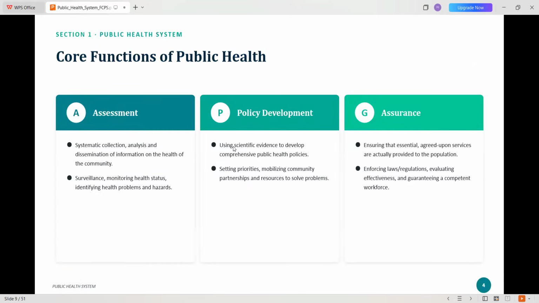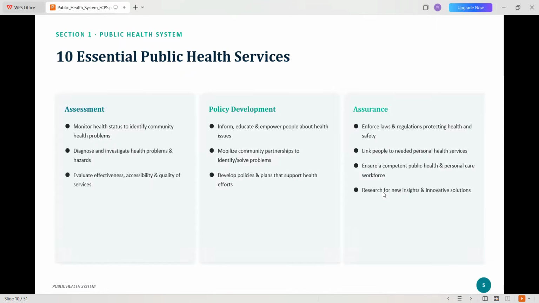Policy development: using the scientific evidence to develop comprehensive public health policies, setting priorities, mobilizing community partnerships and resources to solve problems. Assurance: assuring that essential agreed-upon services are actually provided to the population, enforcing law and regulation, evaluating effectiveness, and guaranteeing a competent workforce.